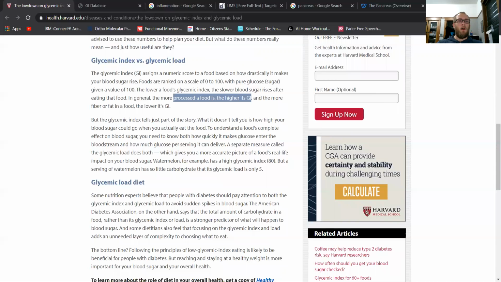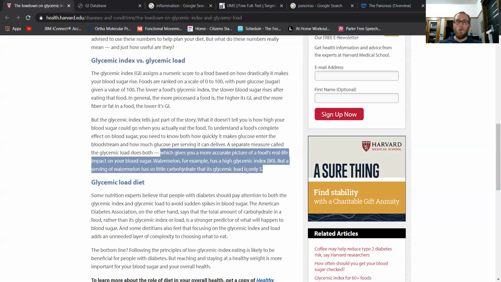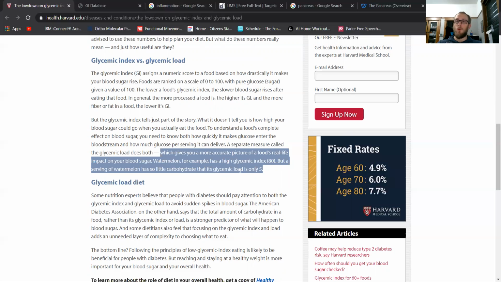But going back to my previous point, it's going to be this section right here dealing with watermelon. Watermelon, a fruit, mostly water and a lot of sugar, is very high in the index, at 80.